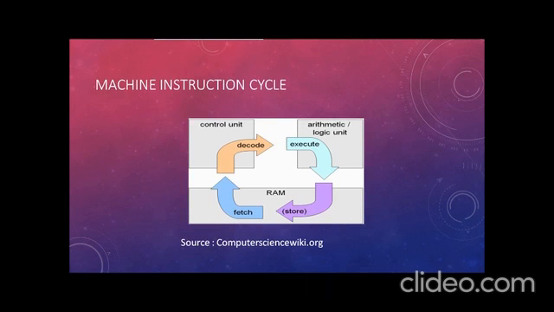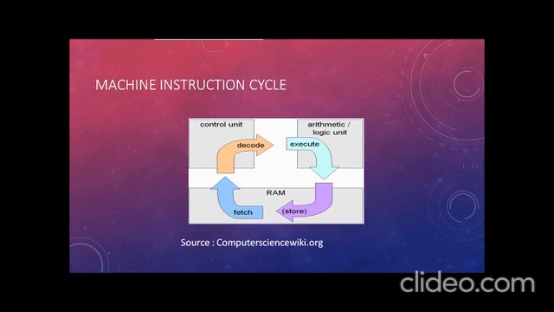For example, in 8085 processor, there are 6 machine cycles. Now let's take an example flowchart. In this flowchart, T states refer to clock pulses. Instruction cycle starts by fetch operation.